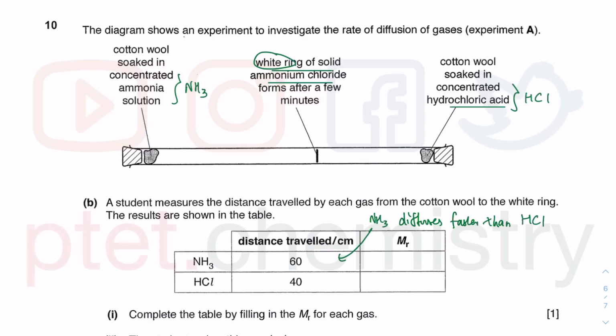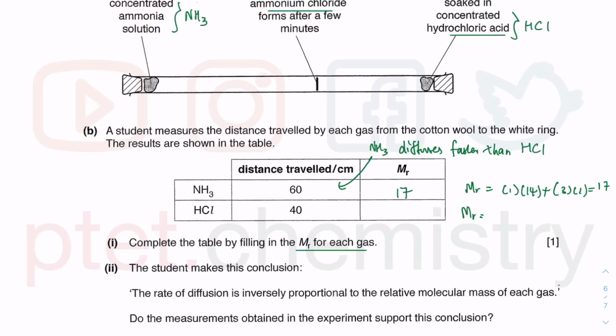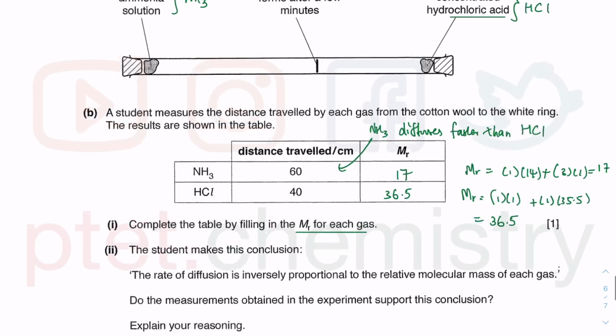And the first question is really asking you to fill in the MR. So, calculating the MR of NH3 is 1 times 14 plus 3 times 1. That is just 17 there. And then MR for HCl is going to be 1 times 1 for the 1 hydrogen, and you got 1 chlorine. Each chlorine has a mass of 35.5. Your MR for HCl is going to be 36.5. So fairly easy and direct there.